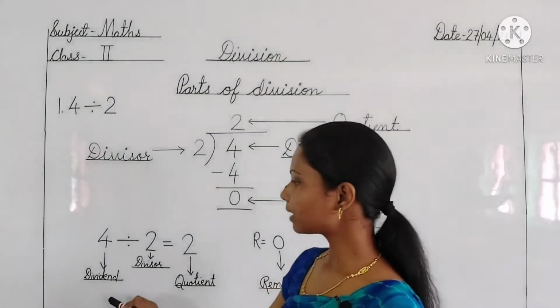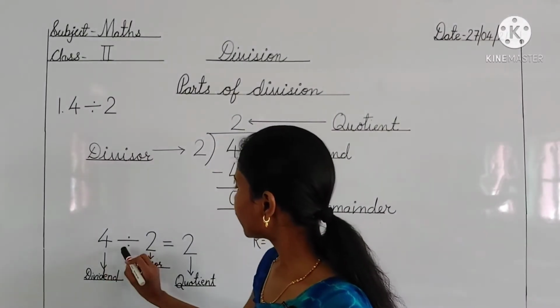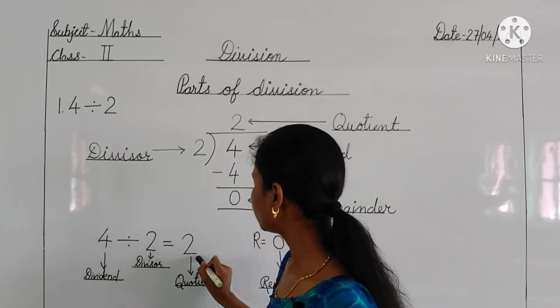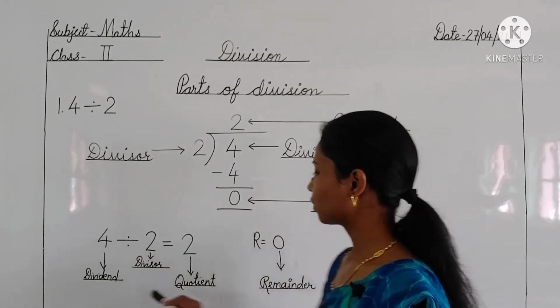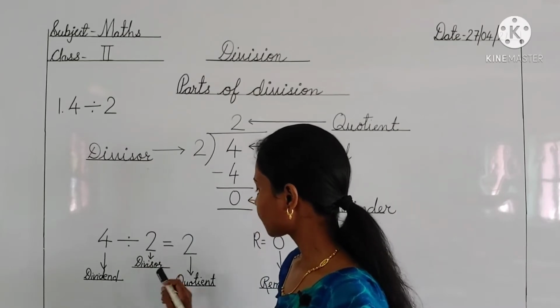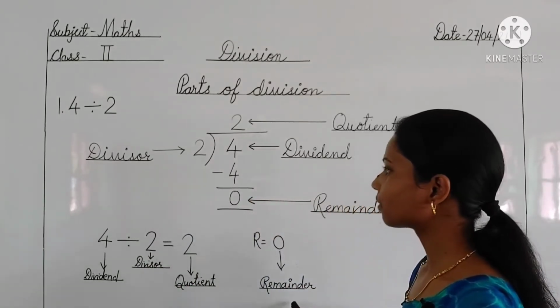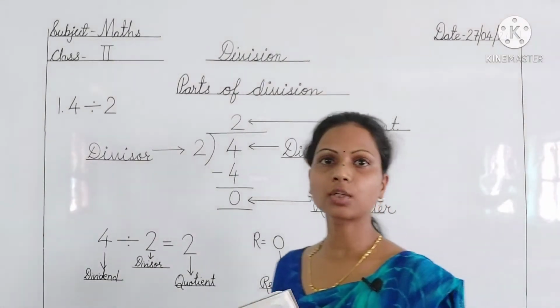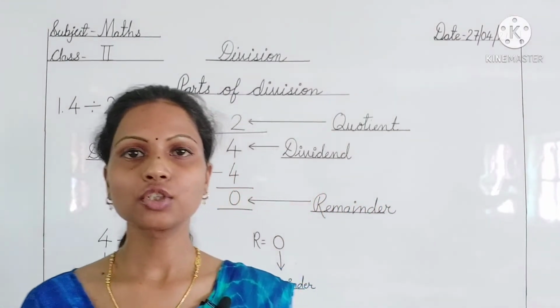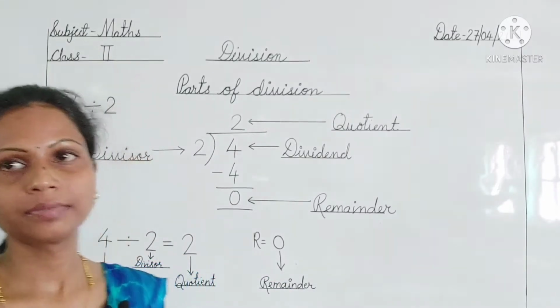Once again, I have written here, just see it. 4 divided by 2 equals 2. The remainder is 0. Dividend divided by divisor equals quotient, and this is the remainder. Let's solve one question. For the rest of the questions, you have to do them yourself.